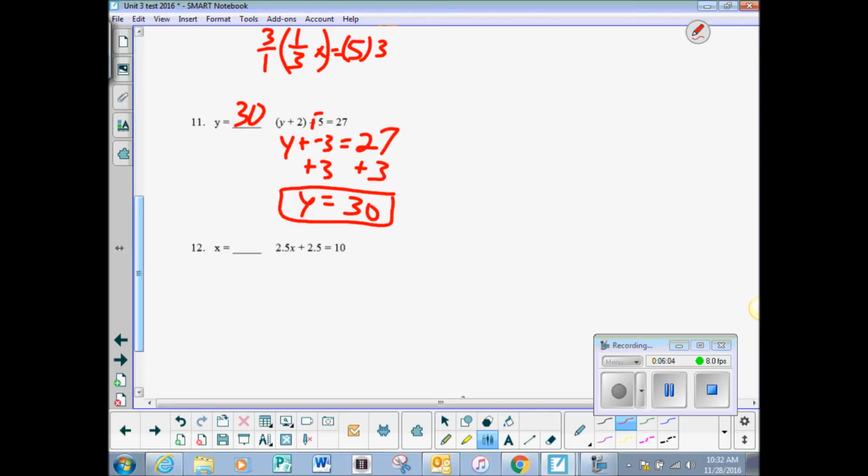Okay, next one. Subtract 2.5 from both sides. So I get 2.5x equals 7.5. Divide both sides by 2.5, and x equals 3.